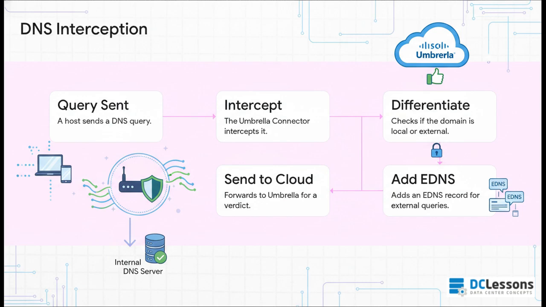First thing it does is ask, is this an internal resource? If it is, no problem. It just forwards it to your internal DNS server. But if it's for an external domain, it does something really critical. It adds what's called an eDNS record before shooting it off to the Umbrella cloud for a decision.